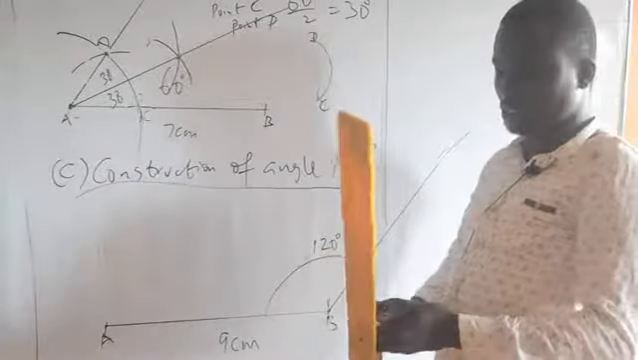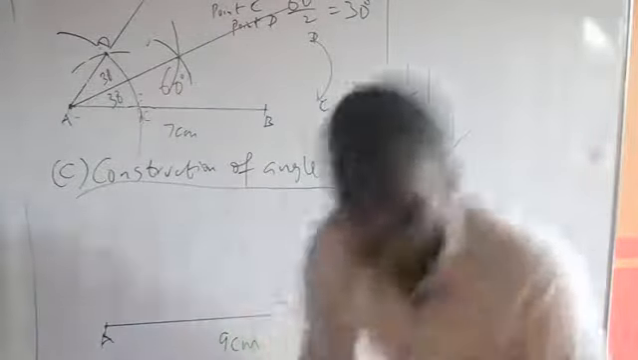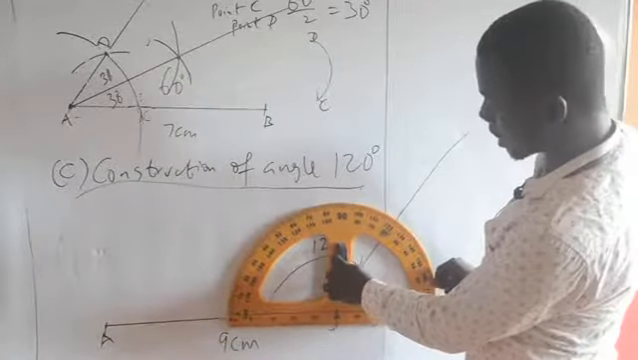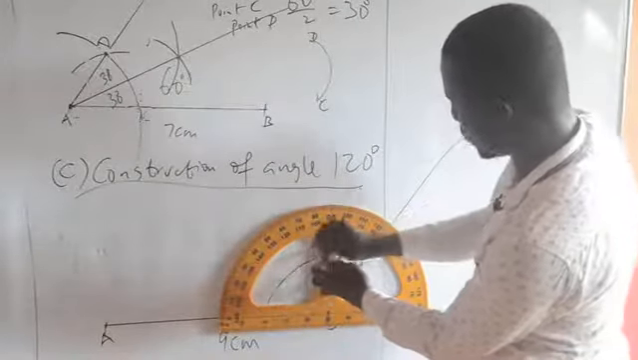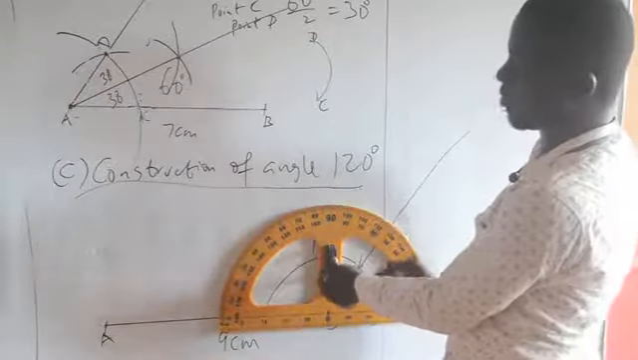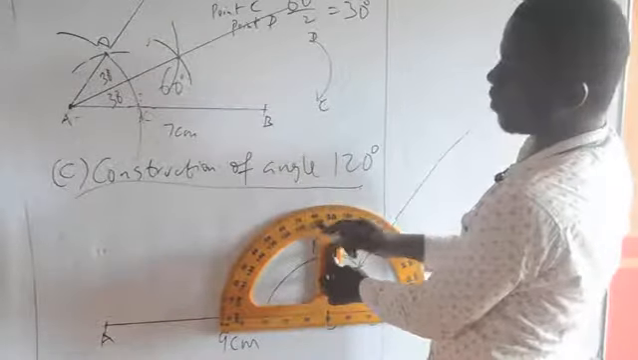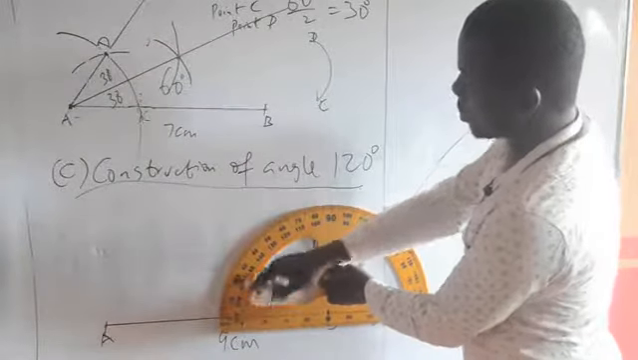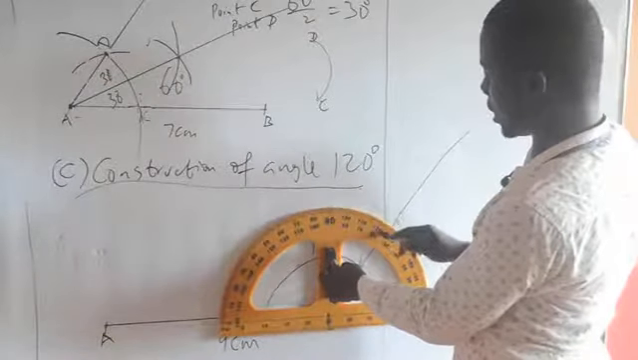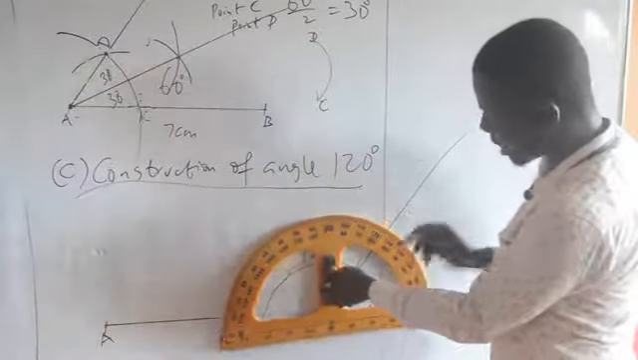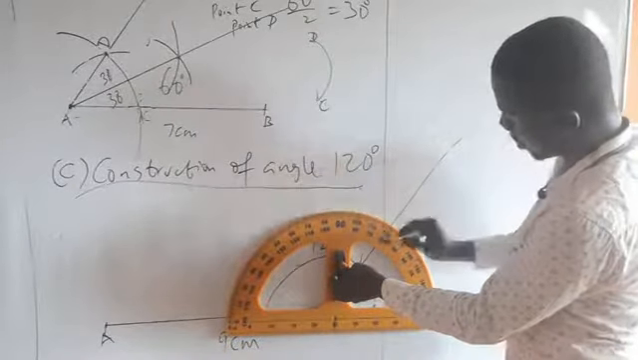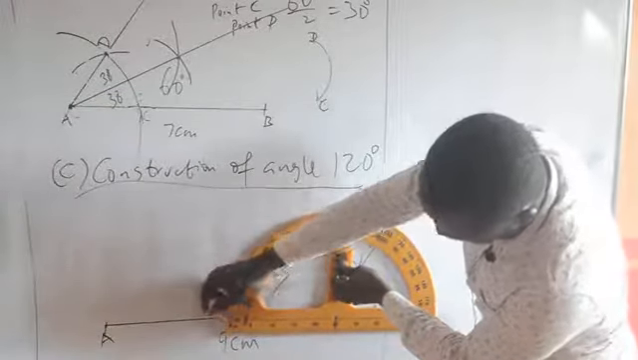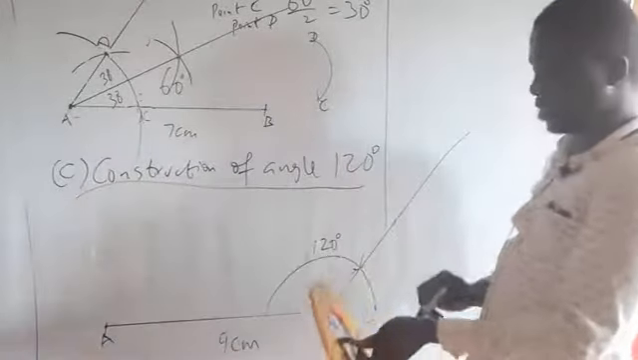How do you know if it's angle 120? I told you, use your protractor to measure. Put it at center B and measure 120. If you are measuring from left to right, use the angle values above. If you are measuring from right to left, use the angles below. So the angles above: 0, 10, 20, up to 100, 110, 120 degrees. This line is 120, isn't it? Are you seeing it now? From here to this place, this last line must follow this one, 120 degrees.